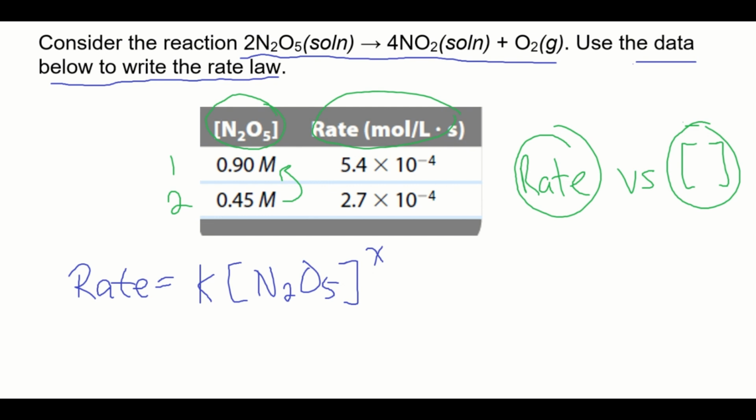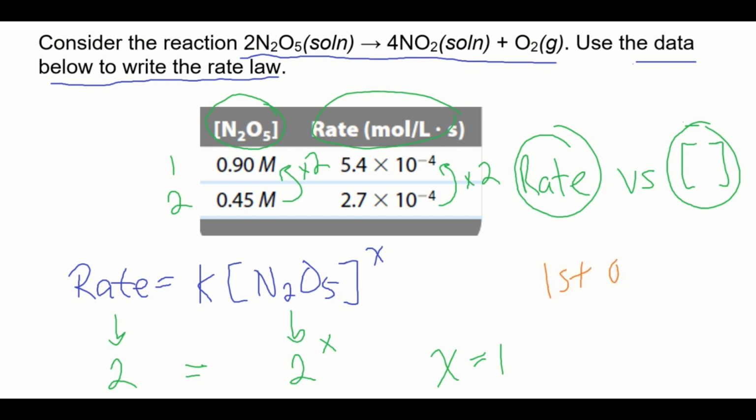Notice when we double the concentration of the reactant, the rate also doubles. So when we double the concentration, we get a doubling of the rate. So 2 raised to what power is 2? So x is equal to 1, and we can say this reaction is first order in N2O5. And because that's the only reactant, you can say this reaction is first order overall.